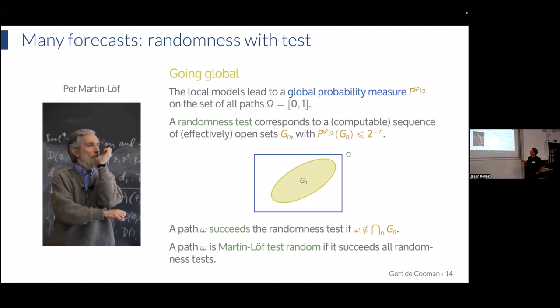And this is just one randomness test, but every such sequence that I can imagine that satisfies these properties is another randomness test. And so a path will be random if it succeeds all these randomness tests. And in honor of Martin-Löf, we call this notion Martin-Löf randomness.